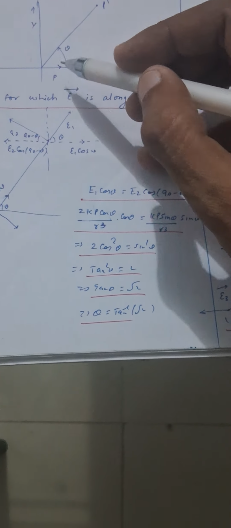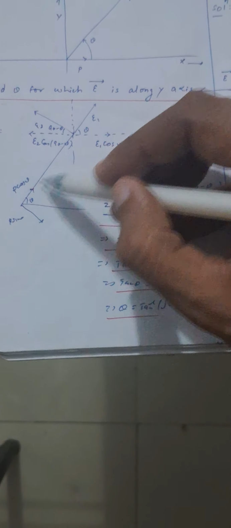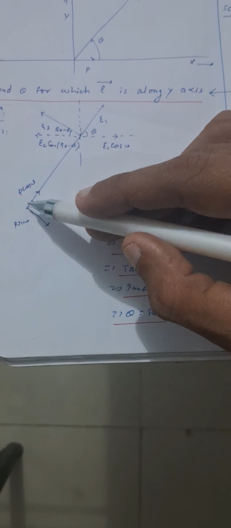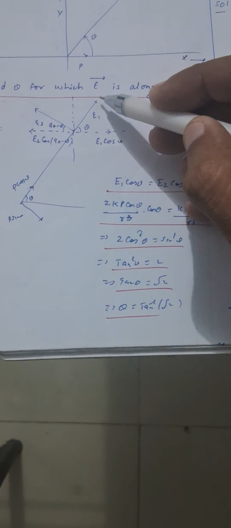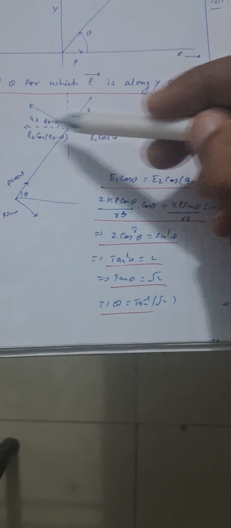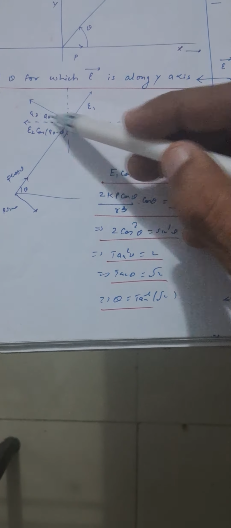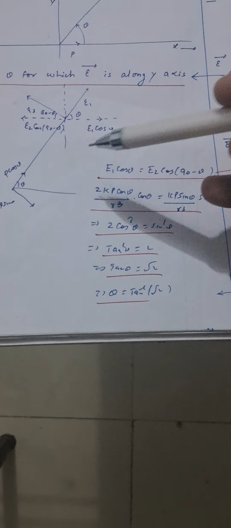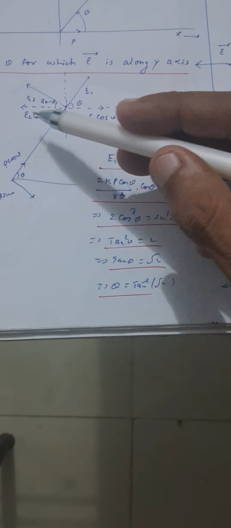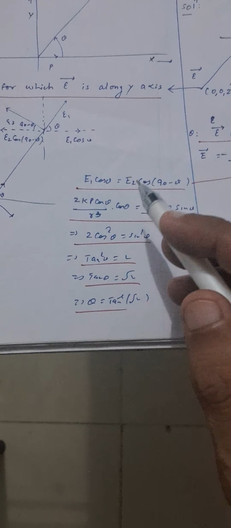So, the concept here is we break the dipole moment into two parts. One is along this line P dash, and another is perpendicular to this. So here we have P cos theta. So the electric field will be like this, and corresponding to this dipole, the electric field will be like this. So we take the components along the x-axis. So here the component is E1 cos theta, and here the component will be E2 cos(90 minus theta). So if we want the electric field to be along the y-axis, then this part should be equal to this, so that the x part gets cancelled out and the electric field is along the y-axis. So we'll use this concept to solve this question.